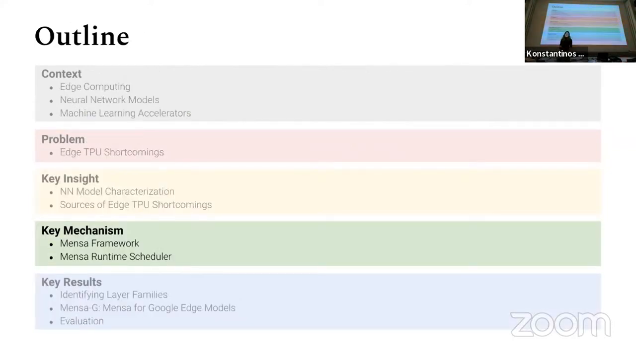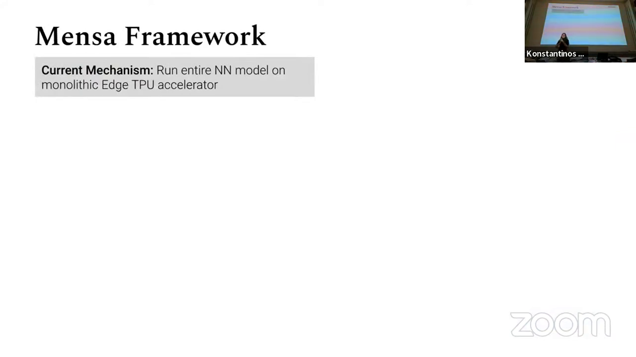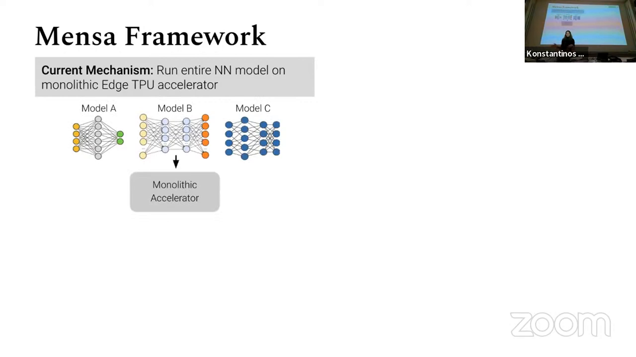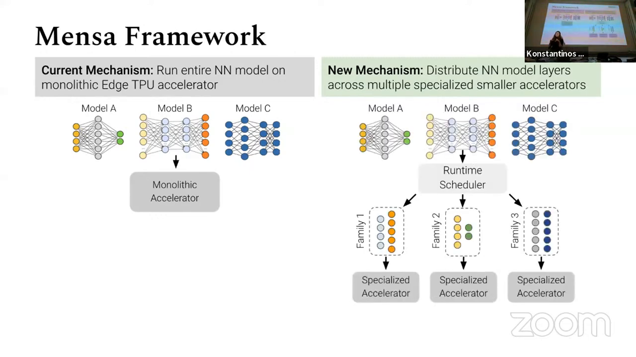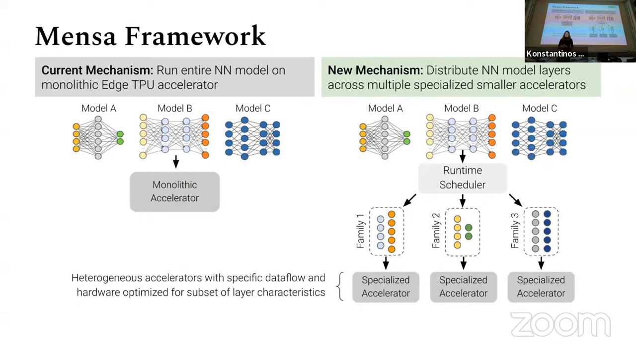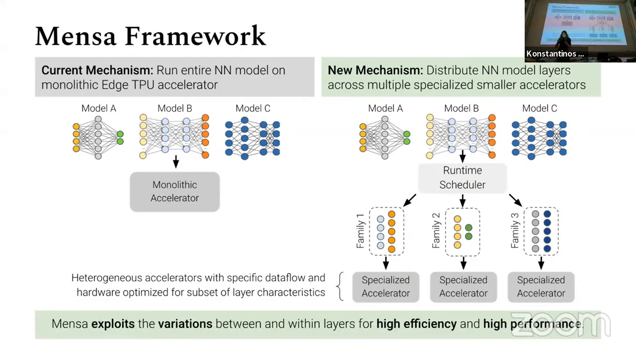So how are we going to address this problem? Once again, the current mechanism is you have one model and you run the entire model on this one very monolithic accelerator. So it doesn't matter which model you use, they all go to the same one. This is what Mensa challenges, and how Mensa challenges this is they distribute the model layers across multiple specialized smaller accelerators. So when you take the model, you feed it into this runtime scheduler, and then this runtime scheduler maps the different layers into different layer families, and then each of these families gets employed on a very specialized accelerator. And then these heterogeneous accelerators are very, very specialized to this subset of layer characteristics, right? And through this, the Mensa framework can avoid the shortcomings of this monolithic design.